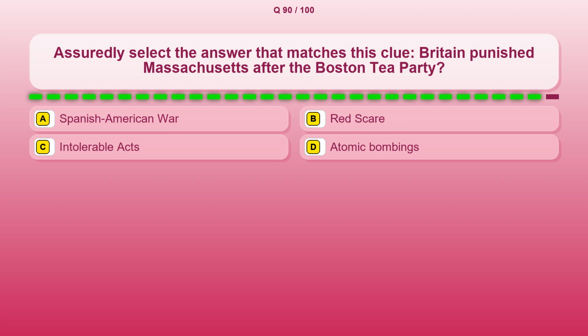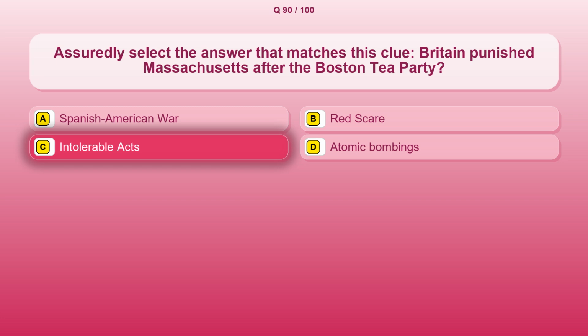Question 90. Assuredly select the answer that matches this clue. Britain punished Massachusetts after the Boston Tea Party? Option A, Spanish-American War. Option B, Red Scare. Option C, Intolerable Acts. Option D, atomic bombings.